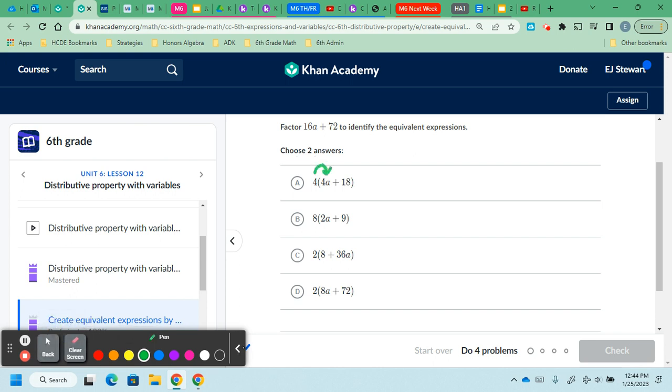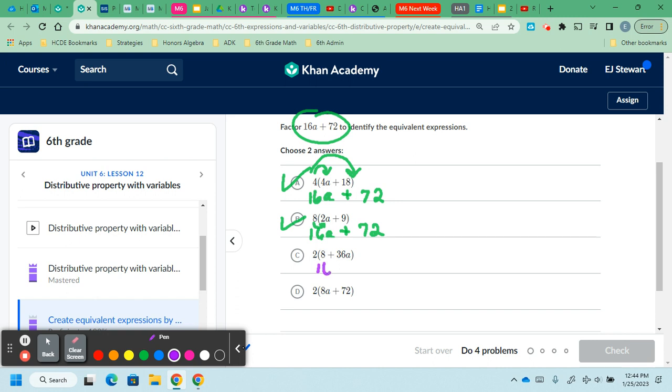I can distribute. 4 times 4a is 16a. 4 times 18 is 72. Well, that is equal to that, so I would definitely want to choose A. When I distribute here, I get 16a, and 8 times 9 is 72, which also looks equivalent to that. Now, I'm only supposed to choose two answers, but I should go ahead and check my other work.